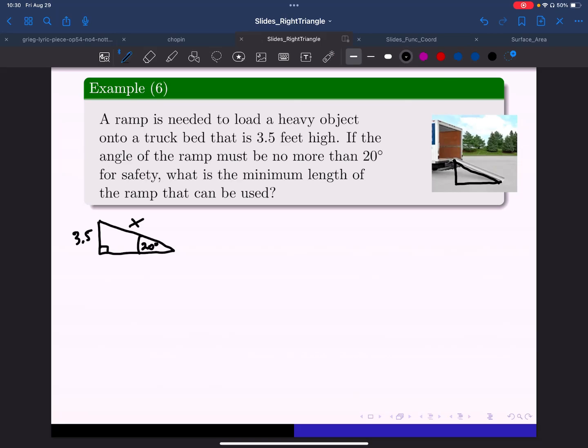So as before, we need to label them. We know that the side opposite the right angle and the longest side is always called the hypotenuse. So this is my hypotenuse. Now the side opposite the angle is called the opposite. So this side is going to be called opposite. So we're looking for a trigonometric ratio that relates opposite and hypotenuse. So let's use our SOHCAHTOA.